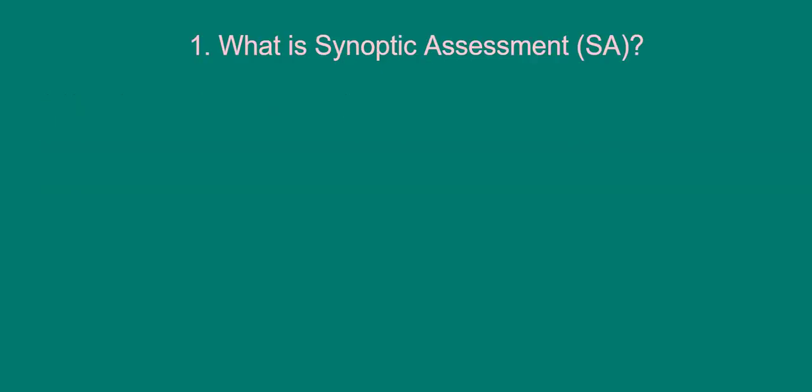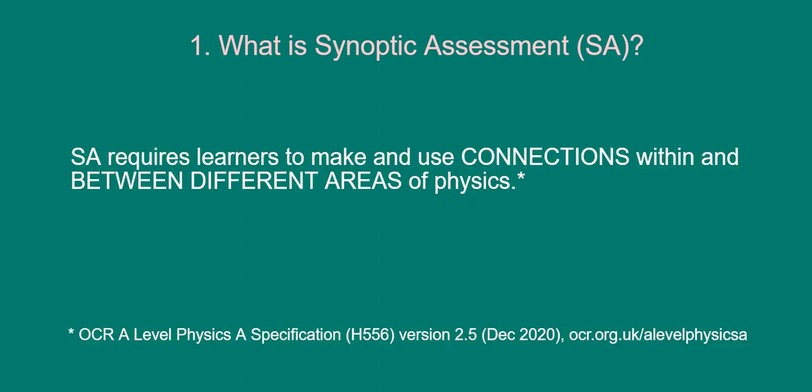The first thing you need to be clear about is what synoptic assessment, or SA for short, is. A concise definition that I like can be found in the OCR A specification, which I'm going to quote. SA requires learners to make and use connections within and between different areas of physics. I've stressed the key to this definition, namely that in SA, students have to form connections between different parts of the specification to negotiate a question.